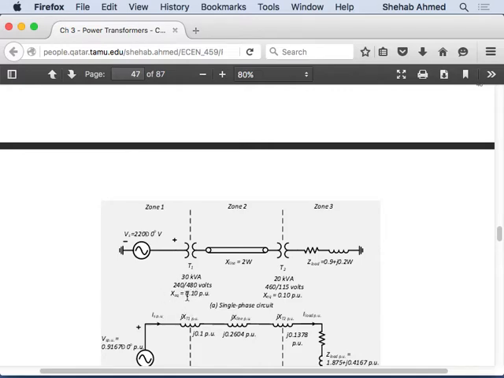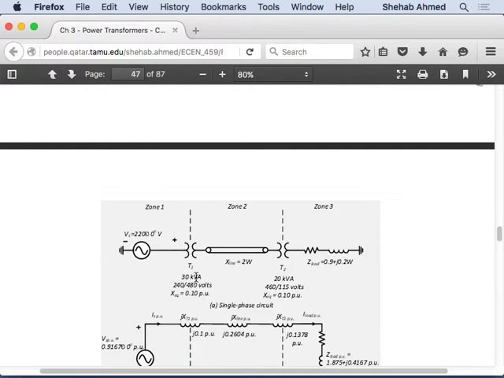If you chose the voltage base to be equal to 240 on the primary side and 480 volt on the secondary side, then this transformer will look like a one-to-one transformer, because you will take the actual value divided by the base, which in this case will allow this transformer to look like a one-to-one transformer, and you can represent it as nothing but a short circuit. Of course, if it has impedance, you have to put this impedance in series, right?